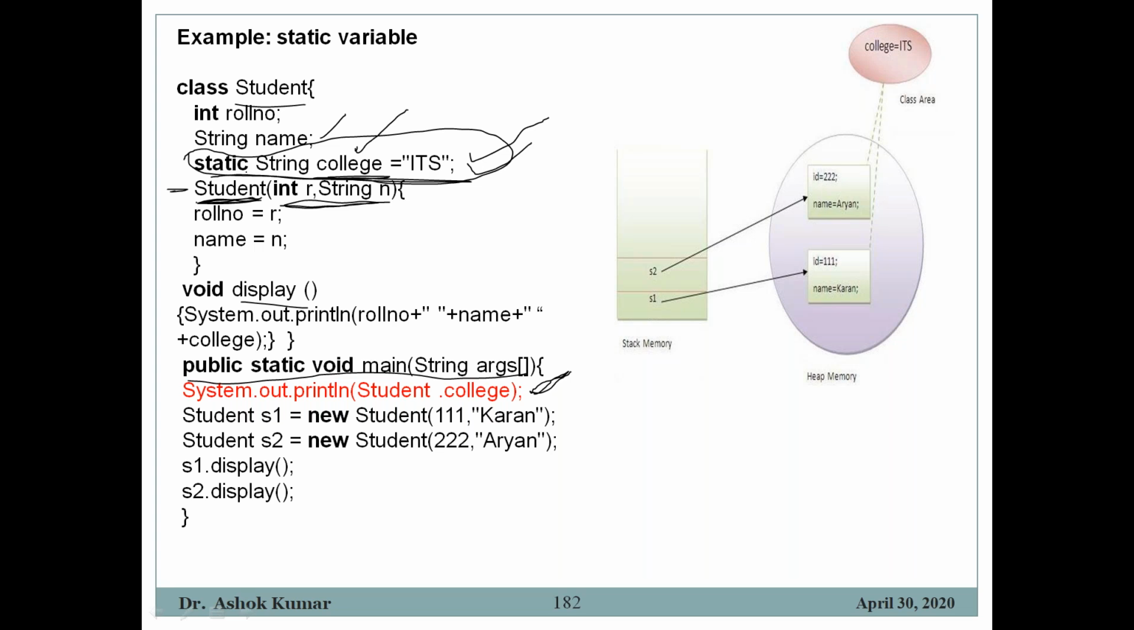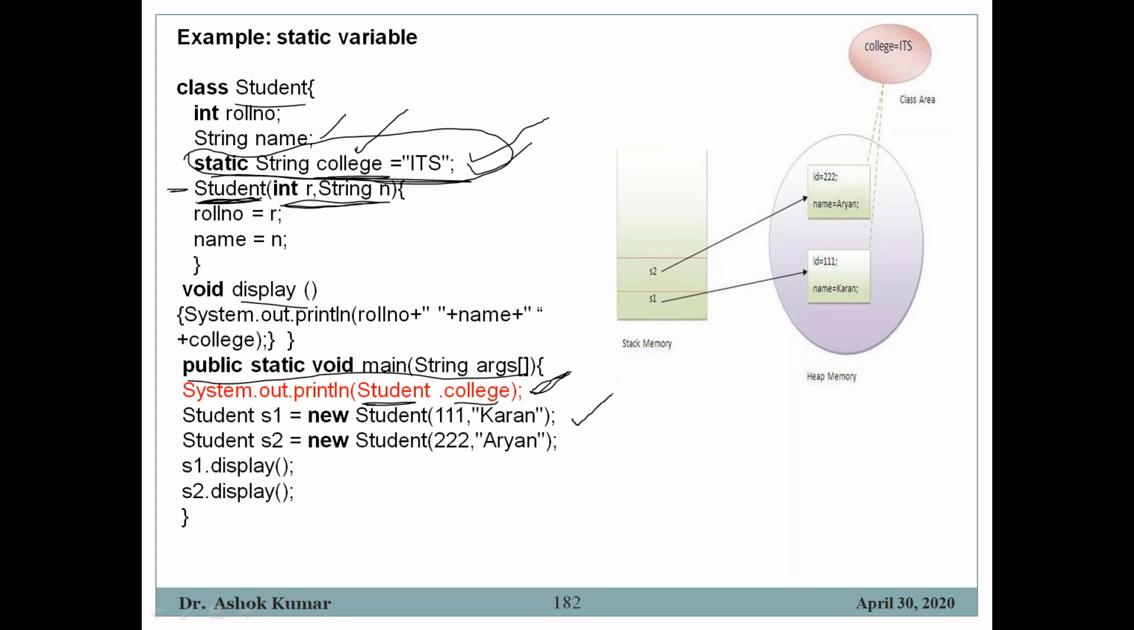A class variable can be accessed without creating an object of the class. How can you access the class variable? For that you first use the class name, then the dot operator, and then the class variable name. The class variable name is college, and the college value is ITS, so you will get the result ITS.